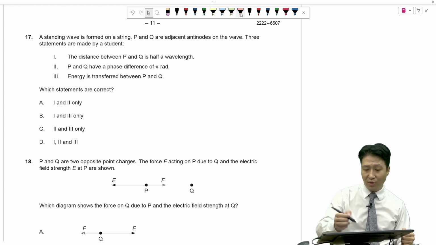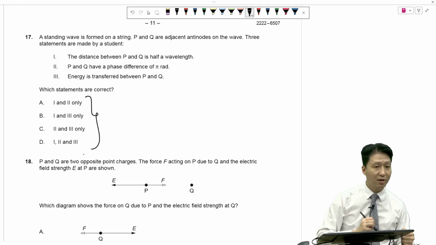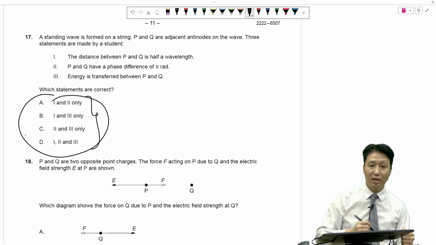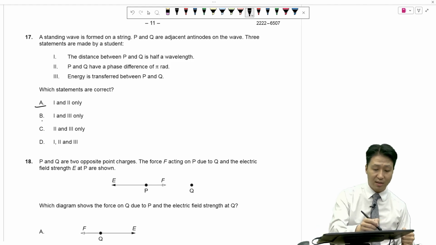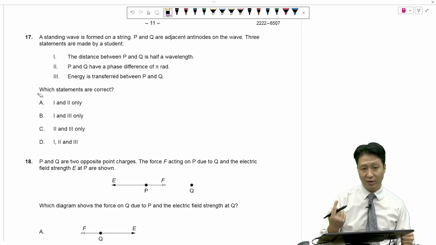Now, one thing you should probably see is that if you have three statements, you only have these choices here. A means 3 is wrong, B is number 2 is wrong, C is number 1 is wrong, and D, nothing is wrong. So you can only have one wrong answer or 0 wrong answers. Let's look at the options.